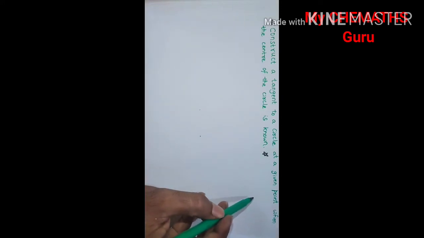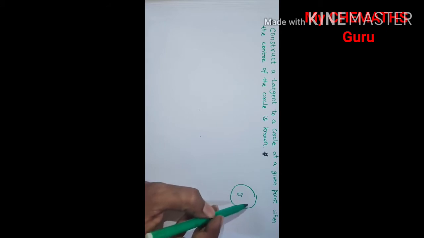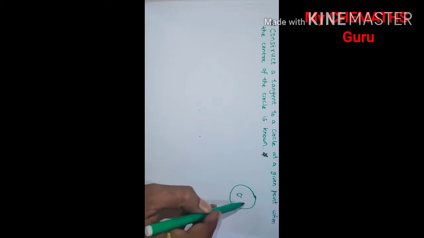Before going to construct, we have to take a circle with center O. The center is known here. And we have to assume a point. We have to consider a point on the circumference of the circle anywhere. For example, I am taking here.